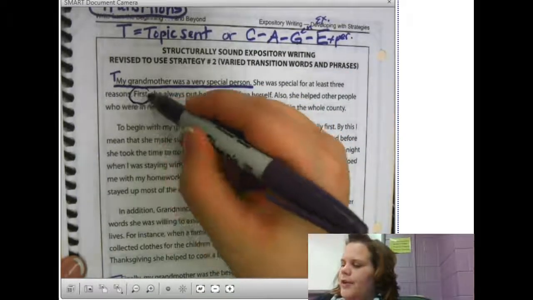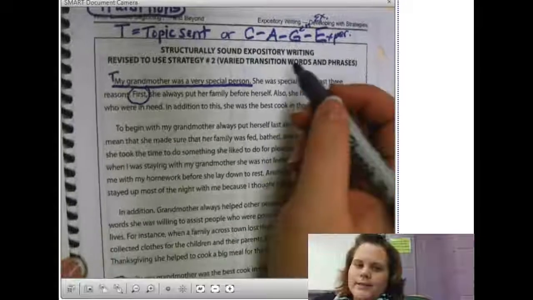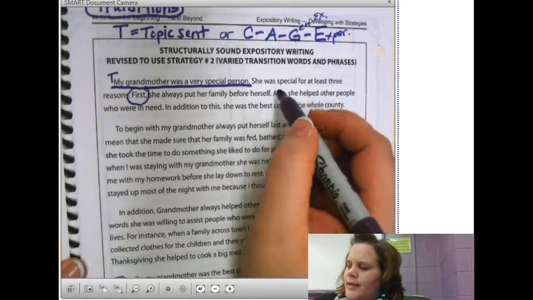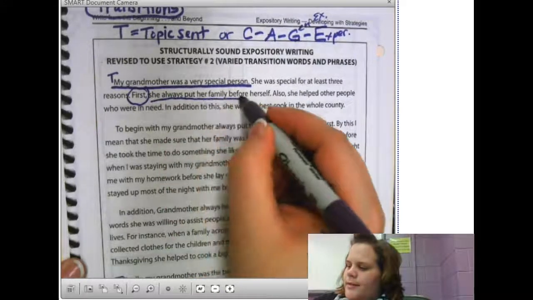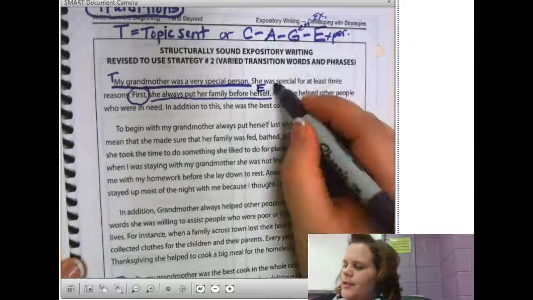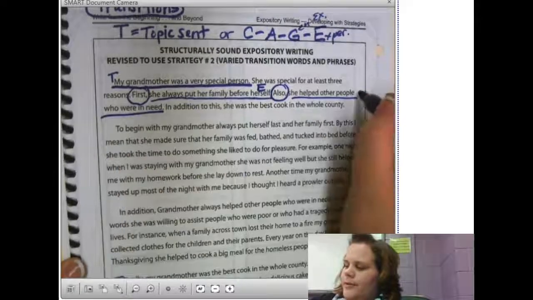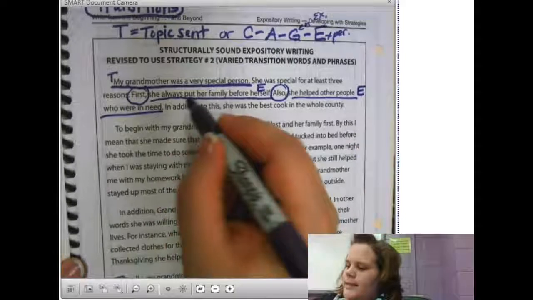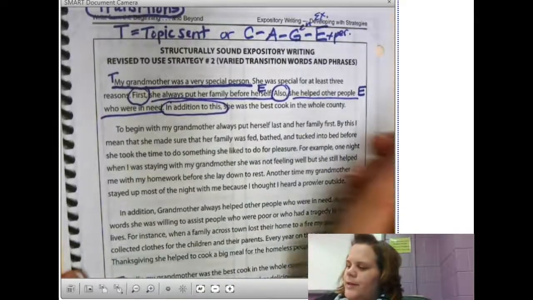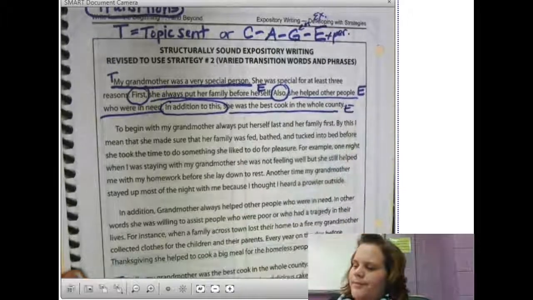First, this is a transition. She always put her family before herself. What is this? Is this an example? Is this an anecdote? Is this an experience? And I'm going to call this an example. Also is a transition. She helped other people who were in need. That's another example. In addition to this is a transition. She was the best cook in the whole country. So right now in our intro, we already have 3 examples.